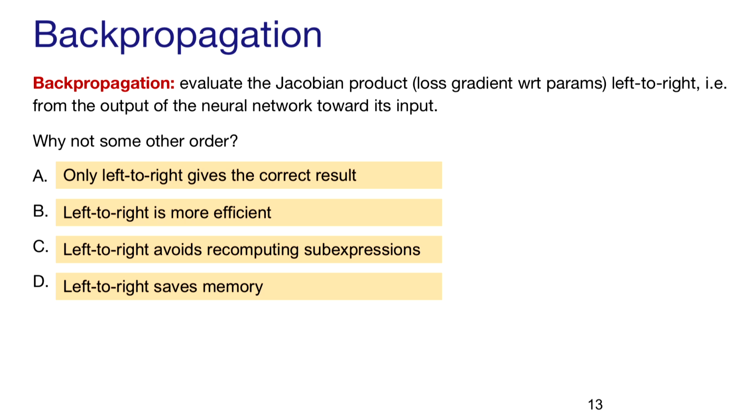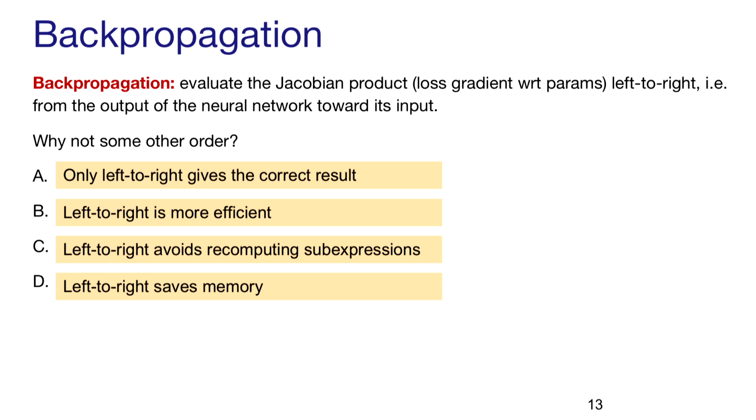I'll read these. Why don't we do some other order other than from the back of the network to the front? A, because that's the only order that gives the correct result; B, it's more efficient in terms of time; C, left to right avoids recomputing sub-expressions; or D, left to right saves memory. Everyone with an iClicker, hopefully, has answered.